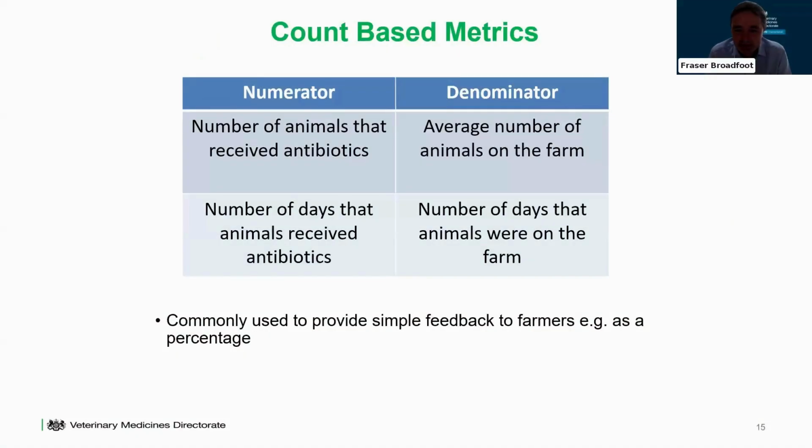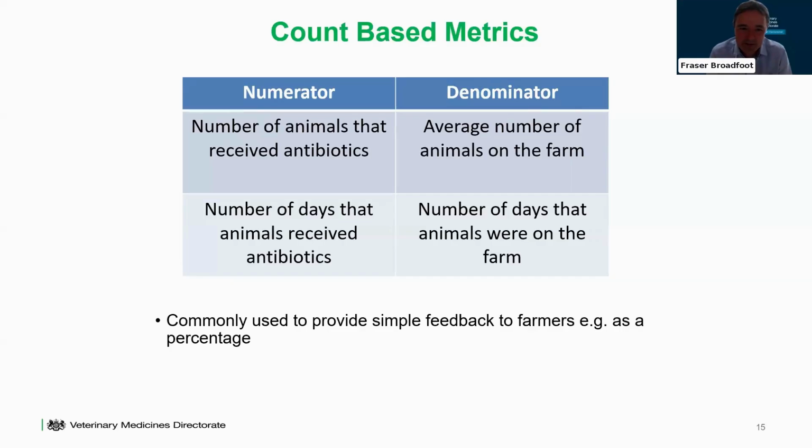These are our weight-based metrics. I've just got a very short slide about count-based metrics, which are a slightly different way of doing things. The weight-based metrics are all based on the weight of active ingredient, but there are some metrics where you actually collect detailed data. So you might have data on the number of animals on the farm that have received an antibiotic. And if you know that and you know the average number of animals on that farm, then you could easily create a percentage where you could say this percentage of animals have been treated with antibiotics. And that's something that the farmer can find very easy to understand.